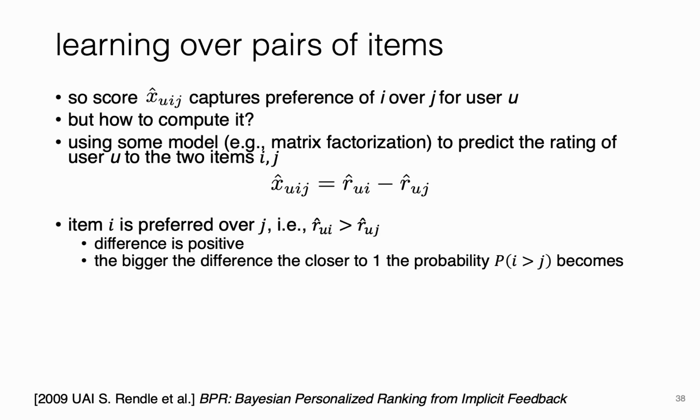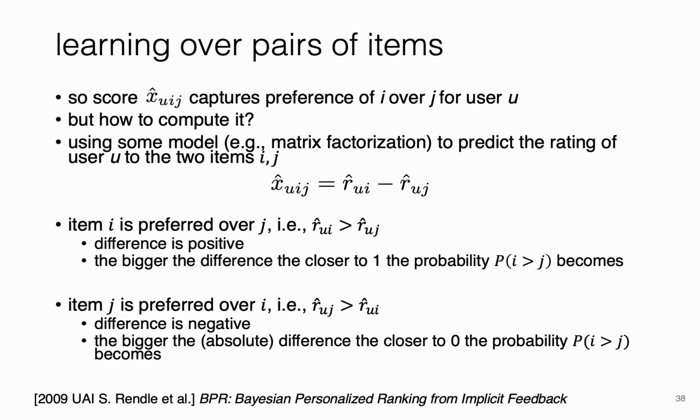If item i is preferred over j, we want to learn to predict a rating for i higher than that of item j. This way, their difference is positive, and so is x_uij. The bigger the difference, the closer to 1 the probability then becomes. In contrast, if item j is preferred over i, we want to learn a rating for j higher than that of i. This way, their difference is negative. This time, the bigger the absolute difference, the closer to 0 the probability becomes.